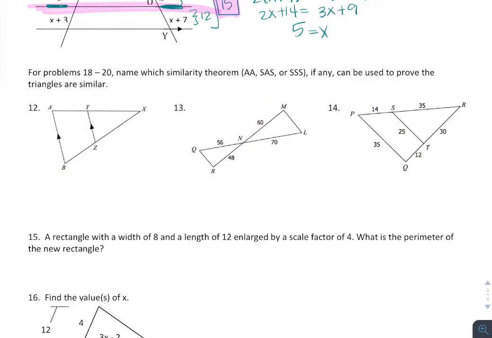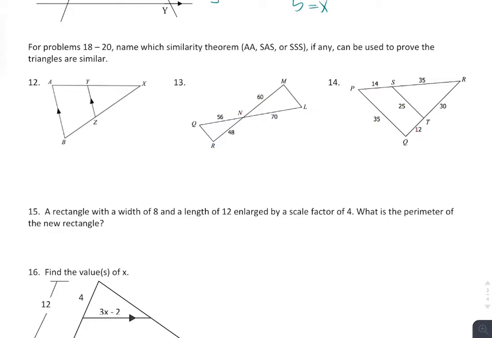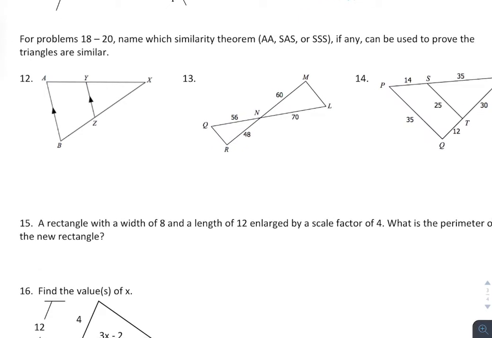All right, on to number 12. So number 12, we're trying to figure out which similarity theorem can be used to prove the triangle similar. So on number 12, we have two parallel lines, which means that we can use parallel lines and a transversal. So if we use AX as our transversal, we're going to have these two angles that are congruent because they are corresponding angles. Then X is also just going to be congruent because it's used in both the triangles. So the triangles are similar by angle, angle.